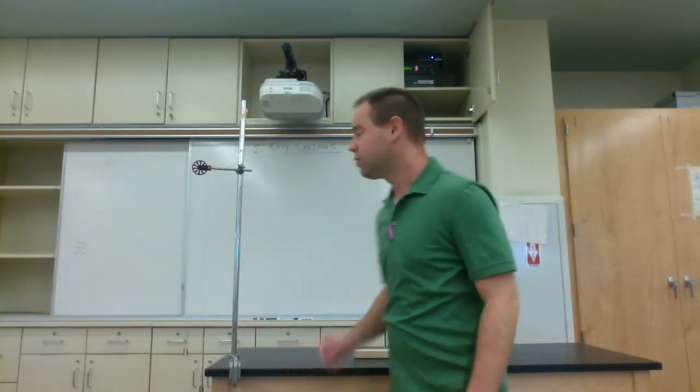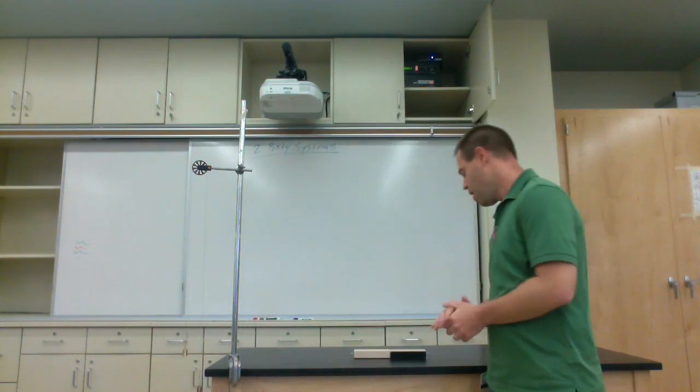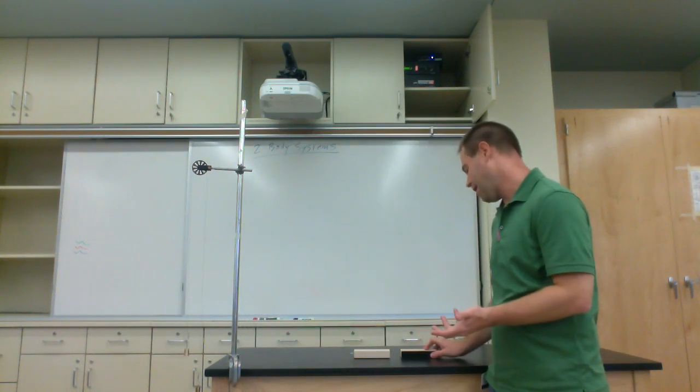Today we're going to be talking about two-body systems. I've got a couple examples right here. This example has a specific name. It's called an Atwood's machine. All it is comprised of is a pulley with a string, and on either side of the string are some masses. Here's another two-body system, and this is just two blocks, right?